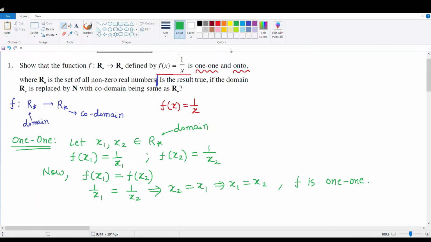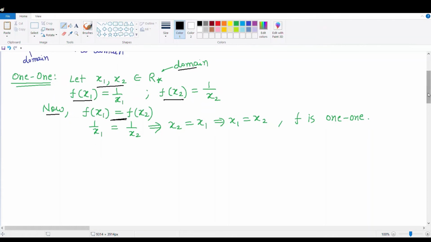Okay, what do we need to do to prove 1-1? Always start with two elements in the domain, then find your f of x1 and f of x2, and then assume that they both are the same. If they both are the same, you make this and this equal to each other. While simplifying, if you end up getting x1 is equal to x2, that means you have shown that the output is going to be the same only when both the numbers are actually the same. That means the function is 1-1. So we have proved that the function is 1-1. Now we are going to work on onto.